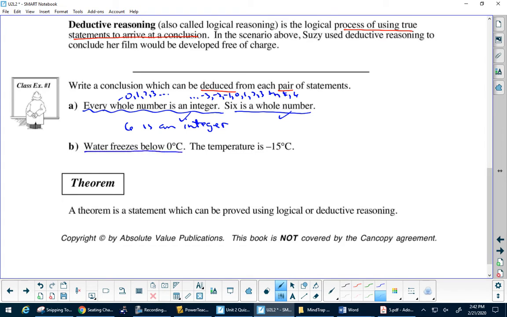Water freezes below 0 degrees. True or false? What do you think? True? The temperature is minus 15 degrees Celsius. Well, we'll trust them. Okay, maybe it is. So what can you deduce now? The water should be frozen.